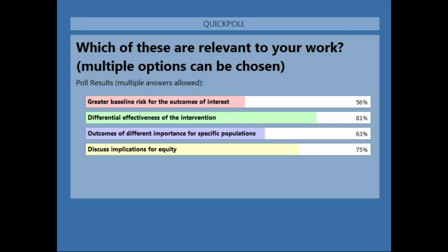Okay, so about half said the first option, greater baseline risk, over 81% for differential effectiveness, 63% for outcomes, and 75% for implications. So that's good. They're all important for your work.